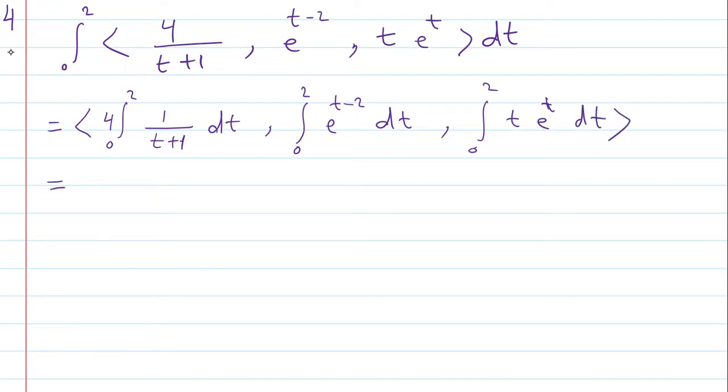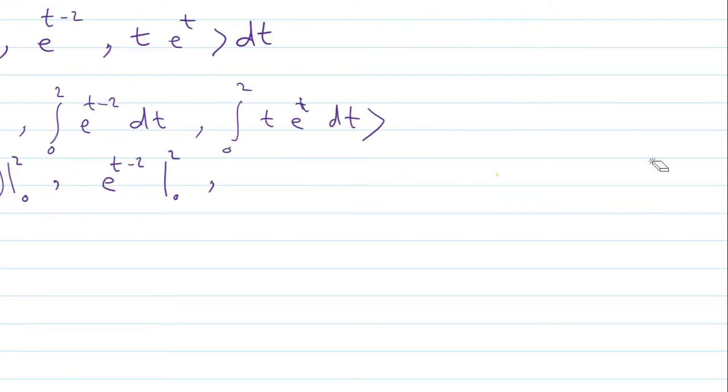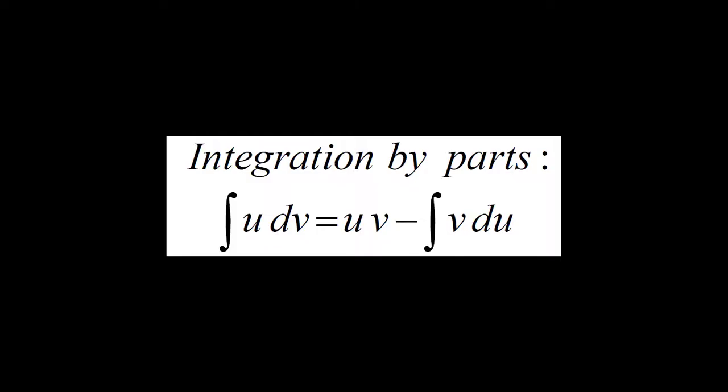This is equal to 4, and the integral of 1 over t plus 1 is going to be ln absolute value of t plus 1. And don't forget that we are going to substitute from 0 to 2. Here for the second component, e to the power t minus 2, the integral of this function is equal to e to the power t minus 2 as well. And again, we are going to substitute from 0 to 2. Finally, let's integrate t e to the power t by integration by parts.